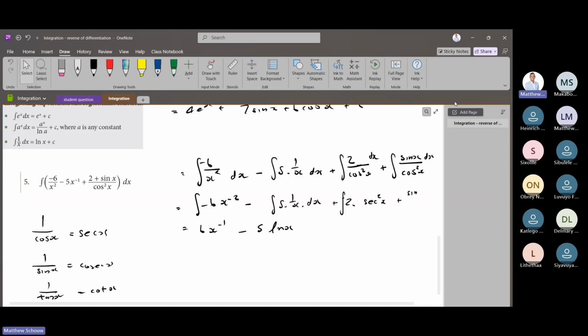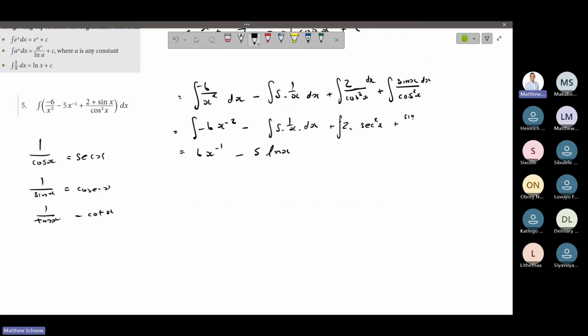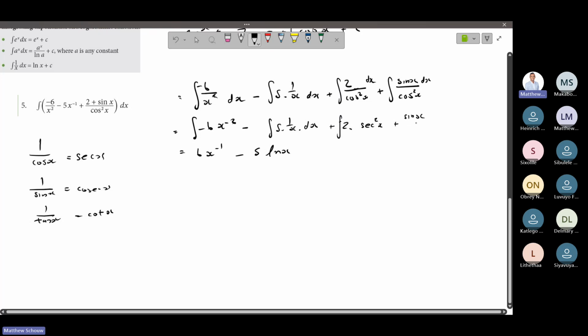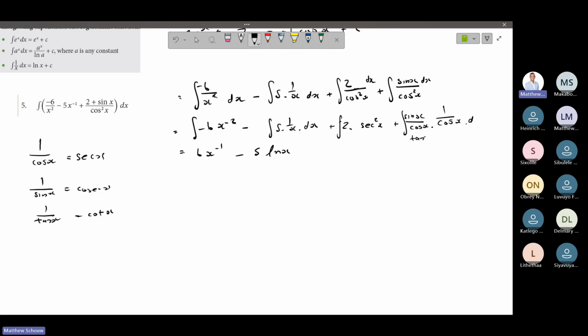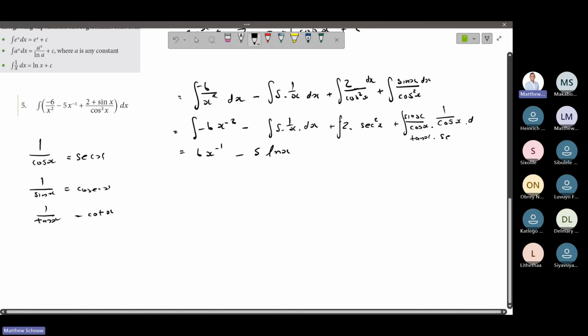Let's make this a bit bigger. Yeah, we have sine x over cos squared x. We don't need to go that far, I'll explain to you why. That's fine. So we have basically this over here, not cos x, it's 1 over cos x. So this sine x over cos x becomes tan x, and the 1 over cos x becomes sec x.